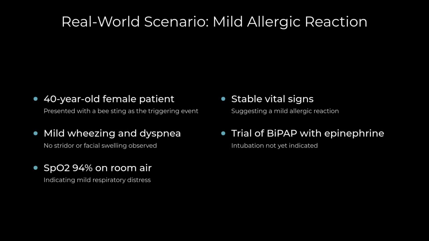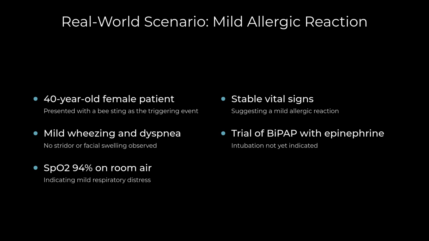Real-world scenario: mild allergic reaction. Now, consider a 40-year-old female stung by a bee. She develops mild wheezing and shortness of breath, but no stridor or facial swelling. Her SpO2 is 94% on room air, she's in mild respiratory distress, and her vitals are stable. This is an allergic reaction, but the airway isn't immediately threatened. No tongue swelling or stridor.